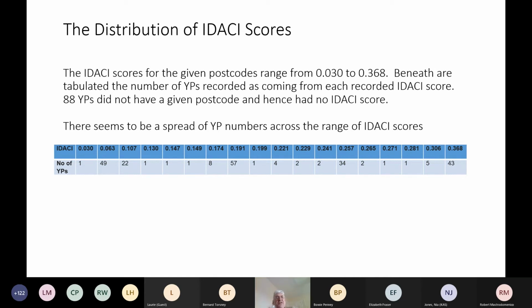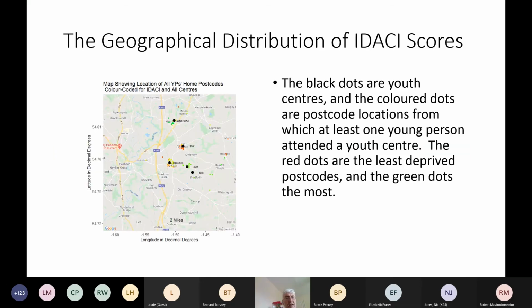As I say, because we don't know the background population distribution, you can't read too much into this, but it does suggest that the attendance was spread across the IDACI range. In other words, the young people were coming from all the different levels of deprivation to these centres. Okay, so if I move on to the next slide.